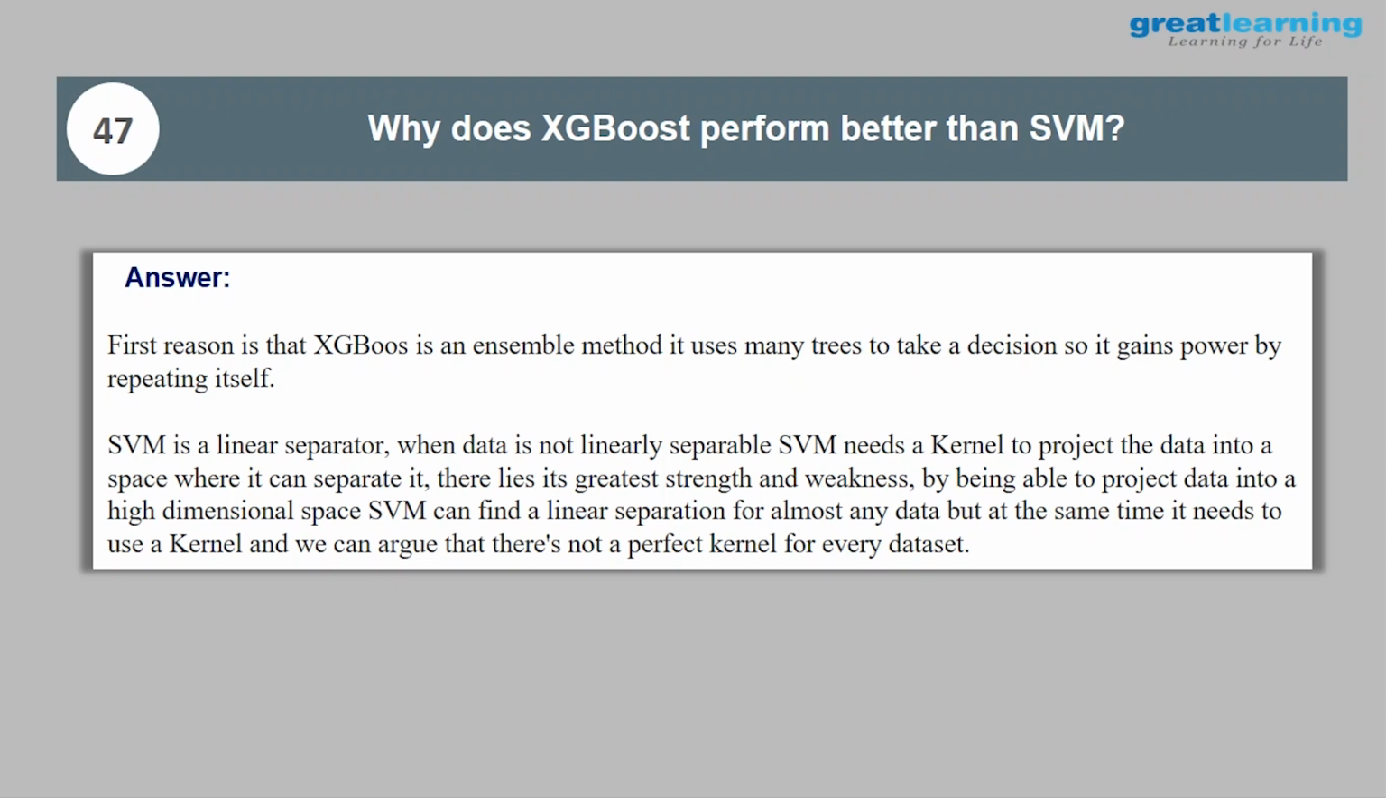By being able to project data into a high dimensional space, SVM can find a linear separation for almost any data. But at the same time, it needs to use a kernel, and we can argue that there is no perfect kernel for every data set, right? So this is why XGBoost performs better than SVM.